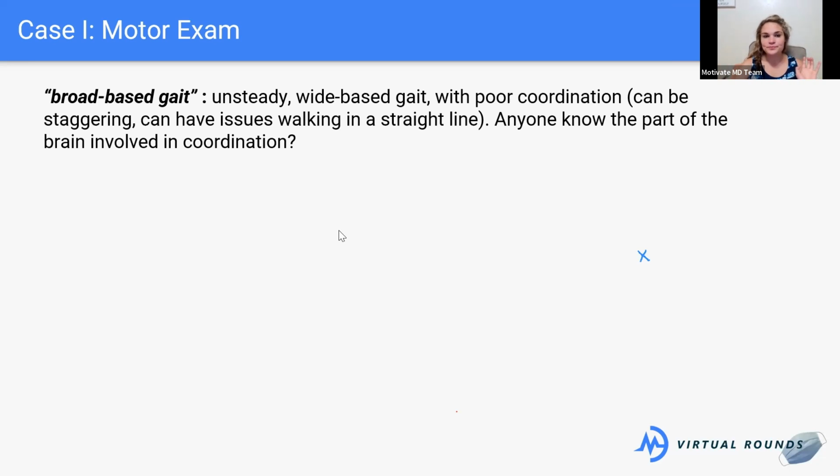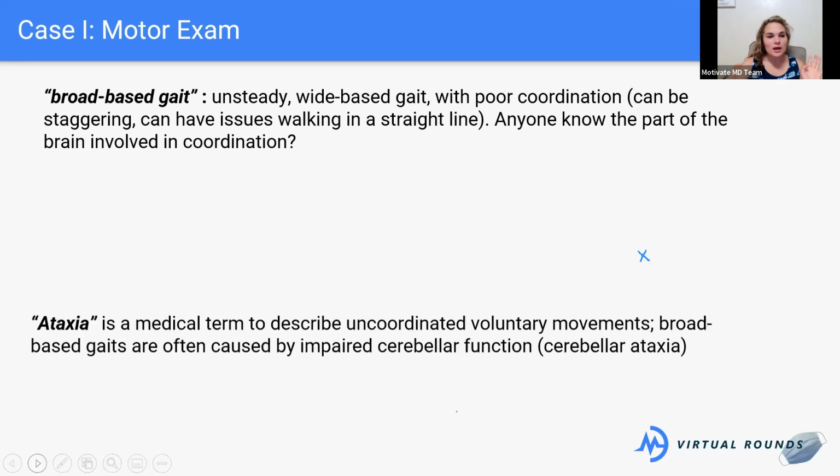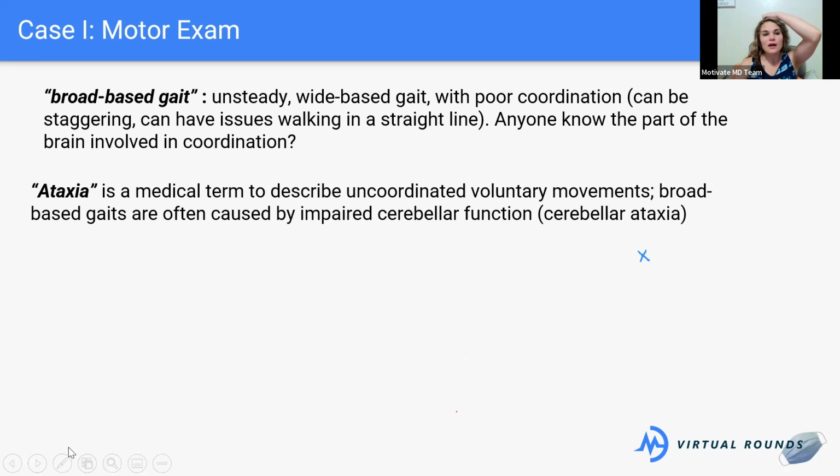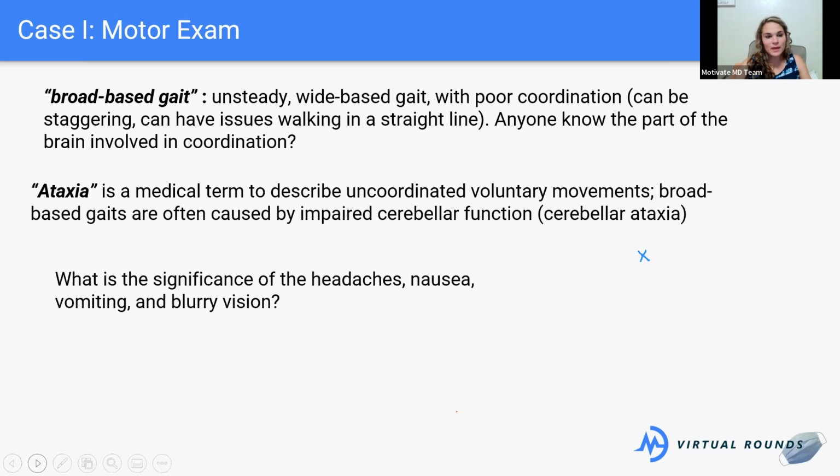So great, cerebellum. And another thing with ataxia. Ataxia is a medical term to describe this problem with coordination or this uncoordinated voluntary movement. So broad-based gait would be a type of ataxia, and ataxia that's caused by cerebellar dysfunction is called cerebellar ataxia, because there's different kinds of ataxia, of course. You can have something in your spinal cord that's causing an issue with balance and coordination. That would be different than cerebellar ataxia, but really that's just a broad umbrella term for you guys to know.